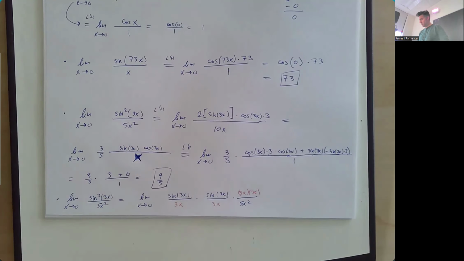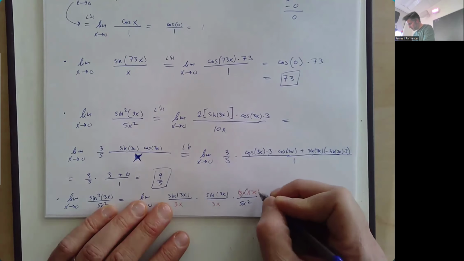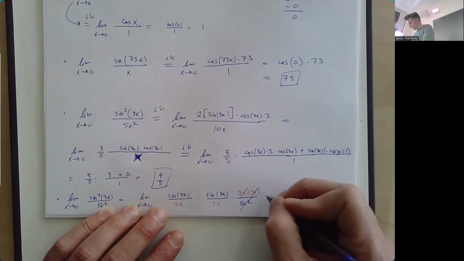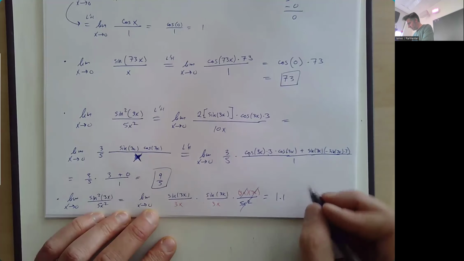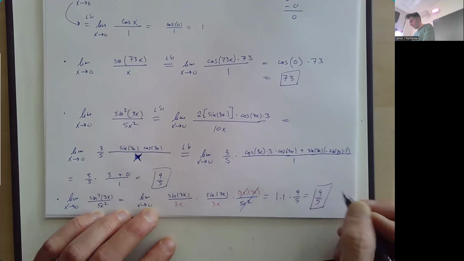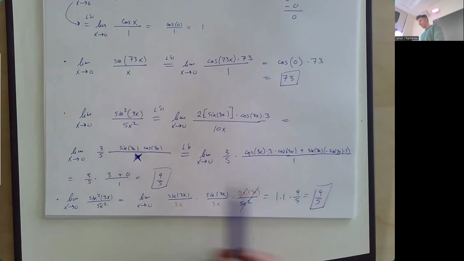And then that's easy. The x's here cancel. And you end up getting the limit of that's 1, the limit of that's 1, and 3 times 3 over 5. Oh, look, it's the same answer. And in my opinion, doing it the second way was much easier.